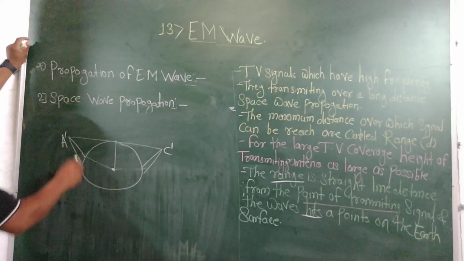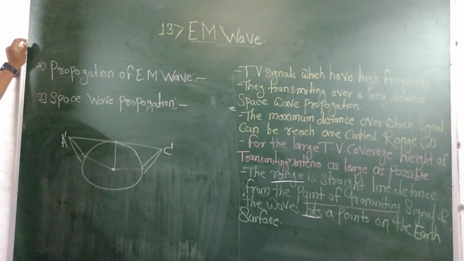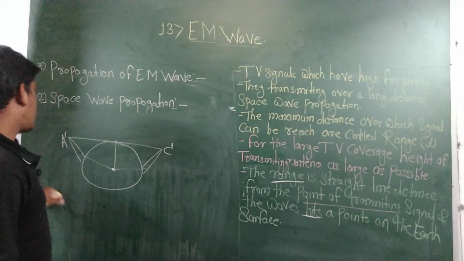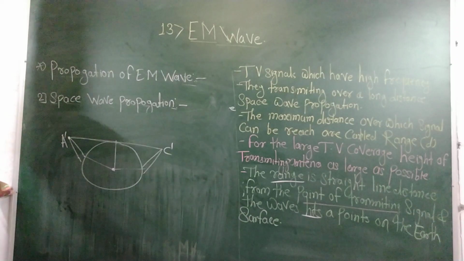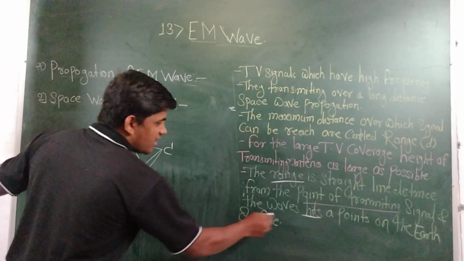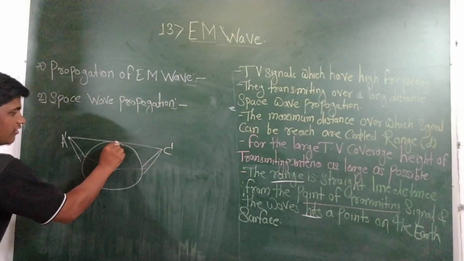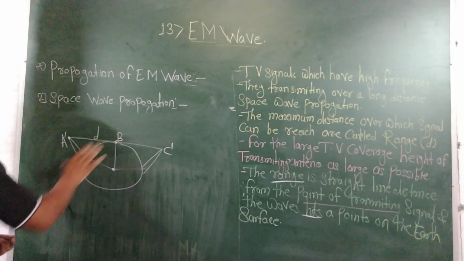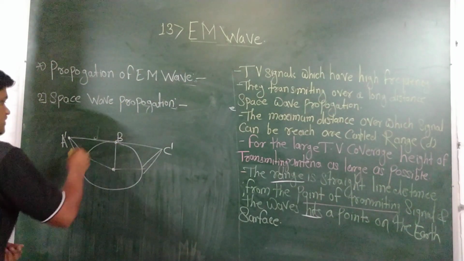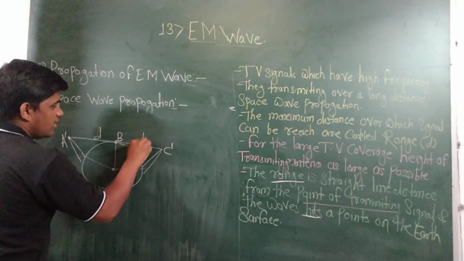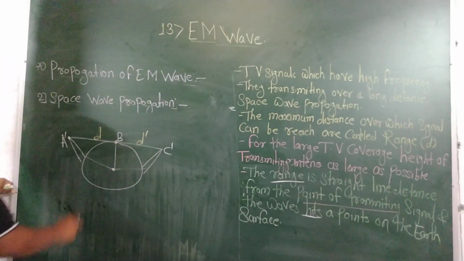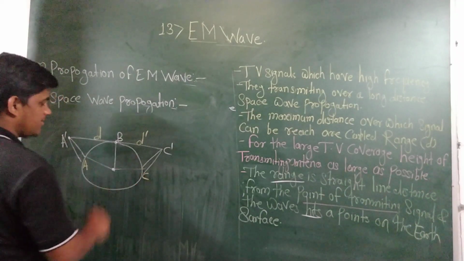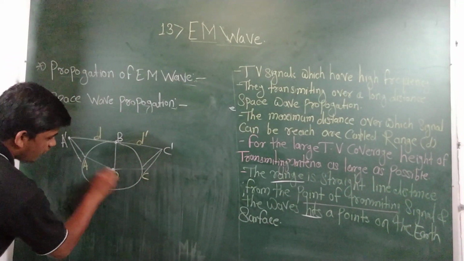The range is a straight line from the point of the transmitting signal to where the waves hit the point on the surface of the earth. This is OB, and this is called the distance d, the range distance d, and this is d dash. This point I consider A, this is another point, A dash here, and this is the center of the earth, O.